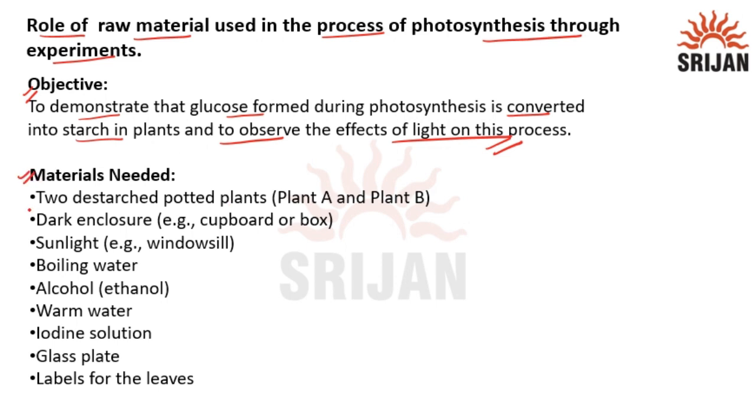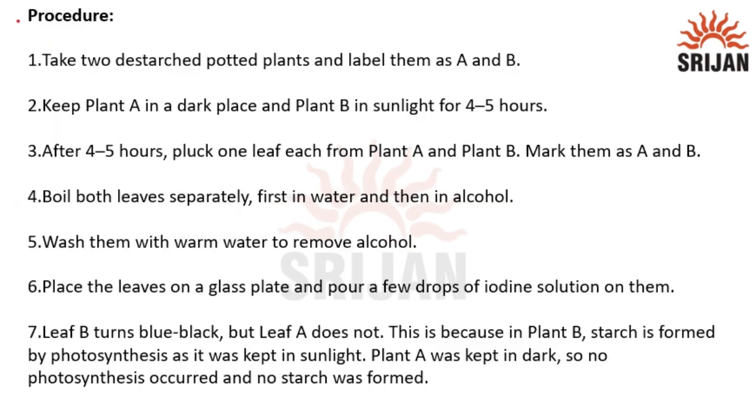Materials required: 2 destarched potted plants, plant A and plant B, dark enclosure, sunlight, boiling water, alcohol, warm water, iodine solution, glass plate, and labels for the leaves. Procedure: take 2 destarched potted plants and label them A and B. Then keep plant A in a dark place while plant B is in sunlight for 4 to 5 hours.